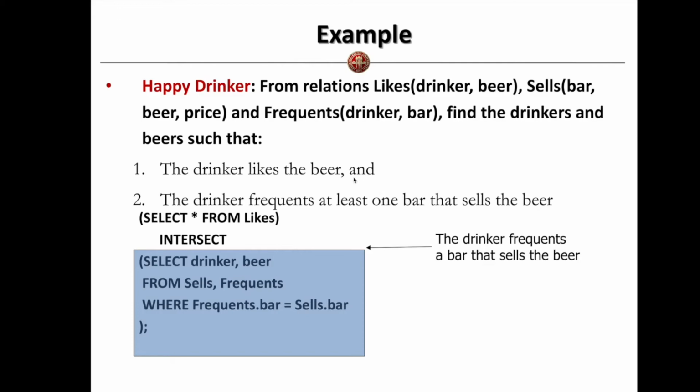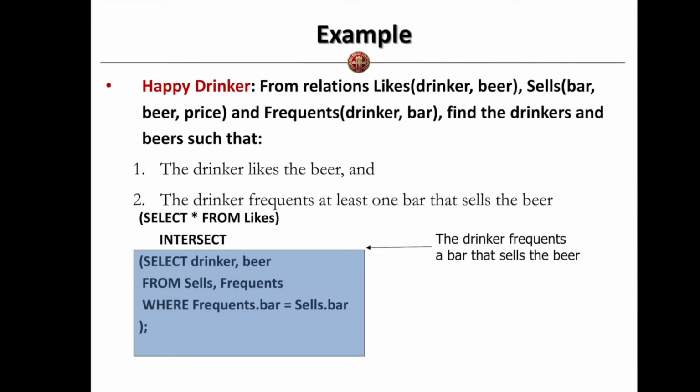Here we have an AND as the connection word between the two conditions, right? So the first condition is that the drinker likes the beer. It can be found from the Likes table, because in the Likes table we have drinker and beer. So we can find the drinker and beer information with SELECT * FROM Likes. It will return both drinker and beer, right? We use this one as a subquery.